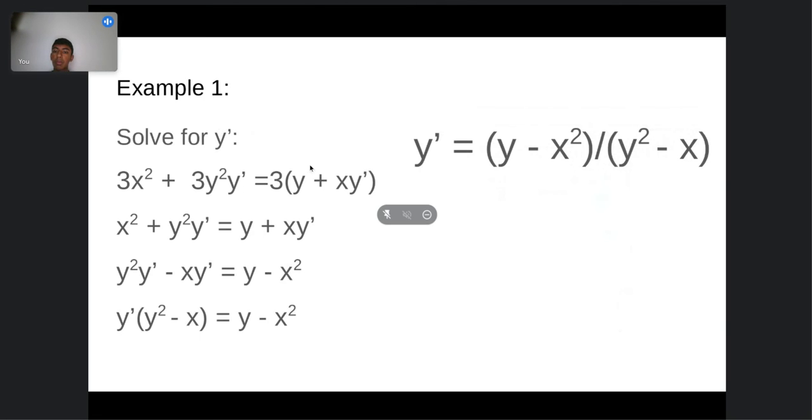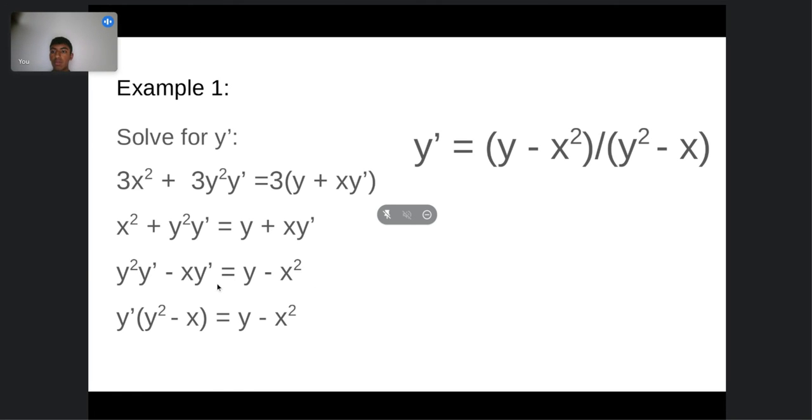Now what a lot of people would do is distribute this out, then divide by 3. But what you should notice is that you can just straight up divide by 3 here, divide by 3 here, divide by 3 here. You don't need to distribute. It's a very helpful thing to know, and it helps you get through the problem a lot quicker. Now we have x squared plus y squared times the y derivative equals y plus x times the y derivative.